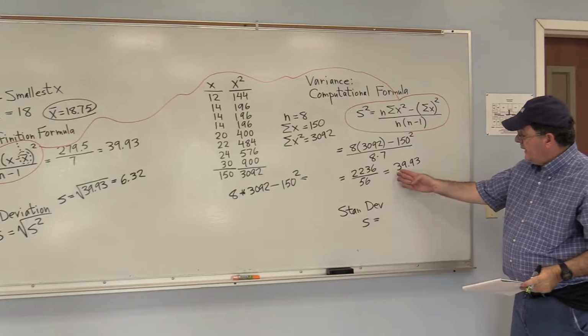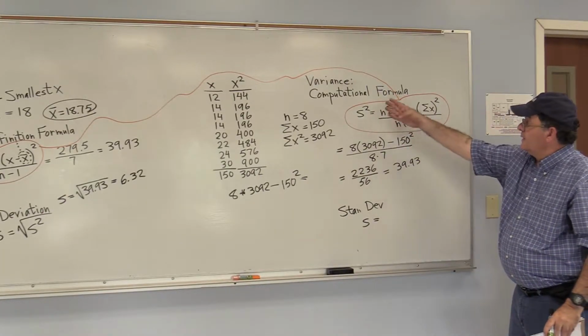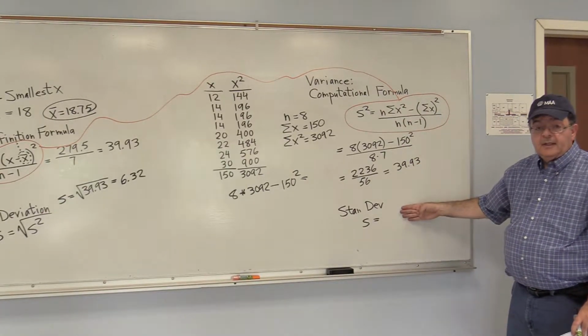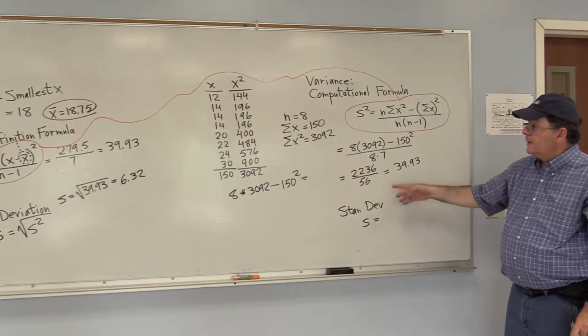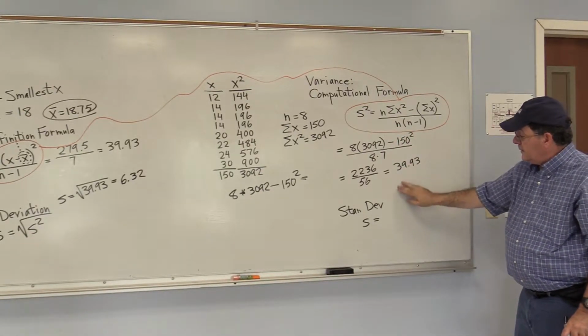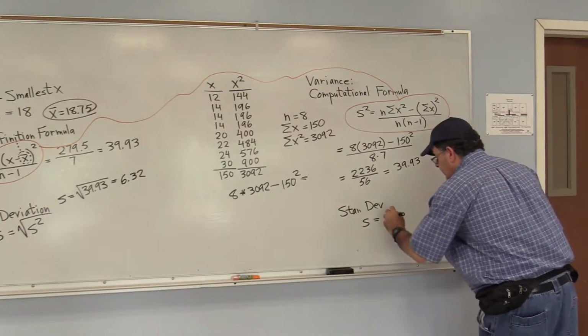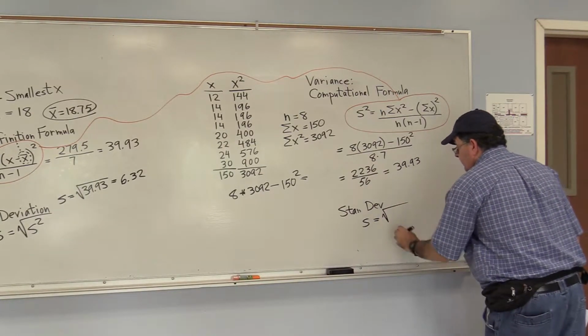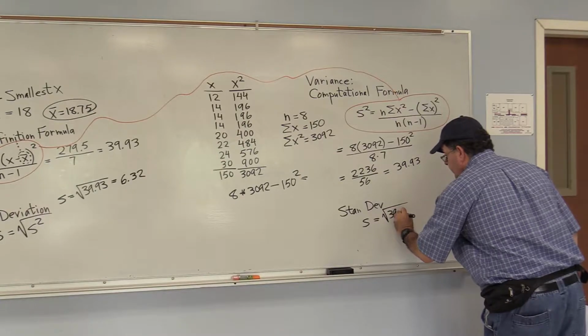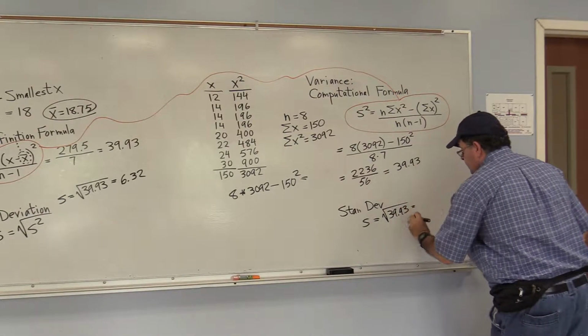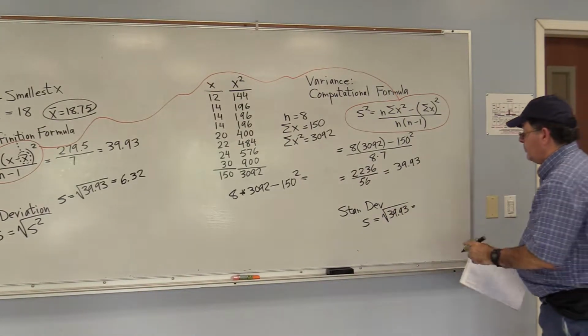And the standard deviation, of course, if we take this route, we haven't calculated the standard deviation yet, if we use the other formula. So we still have to calculate the standard deviation. That's always equal to the square root of the variance. So again, the square root of 39.93, which is 6.32.